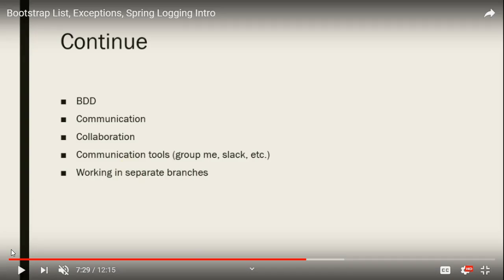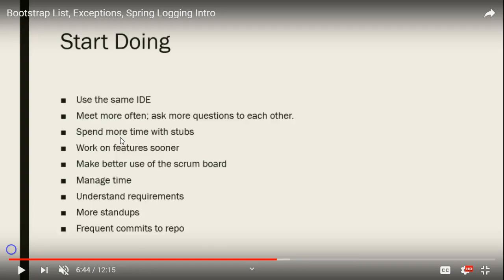Behavior-driven design, communication, collaboration, communication tools, GroupMe, Slack, etc. Whatever works great for your group works for me. I know a lot of groups in the past have liked Slack and GroupMe. And then working in separate branches. So these are things that have worked well. What do we want to start doing? Start using the same IDE.